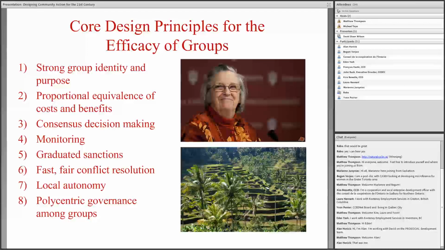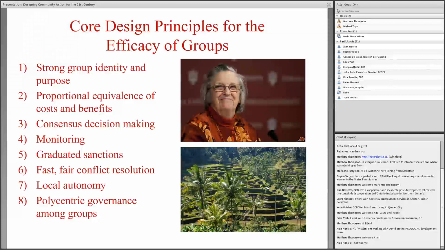Number two, there needs to be proportional equivalence of costs and benefits. That means it's not sustainable for some people to do most of the work and for other people to get most of the benefits. There has to be some matching, basically. It doesn't have to be even. Some people can do more of the work, but their benefits have to be proportional. And not just financial benefits, but often social recognition benefits, so that people can be credited for what they do.